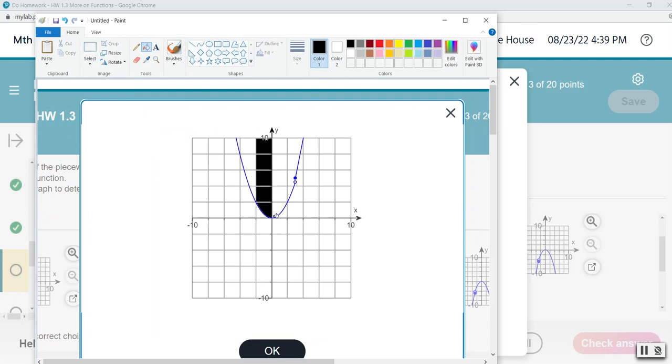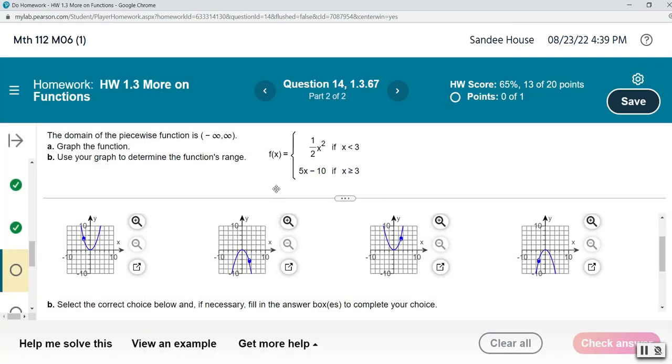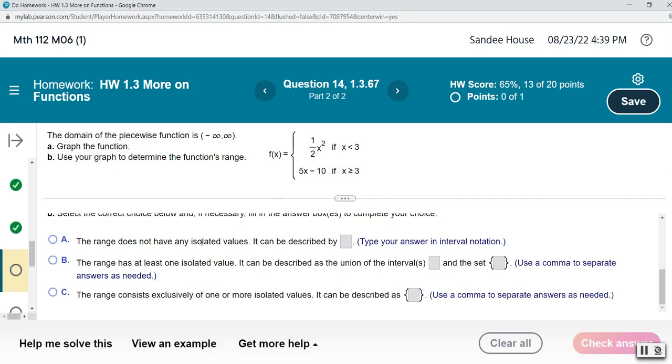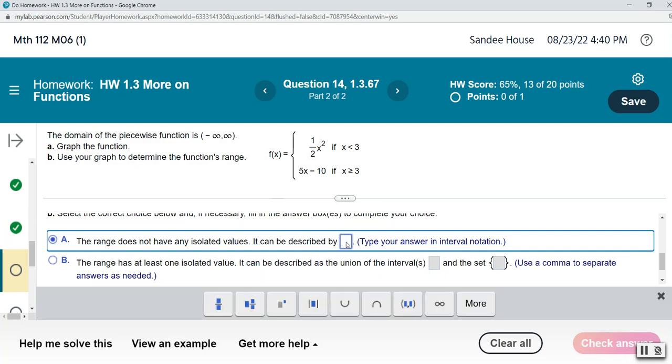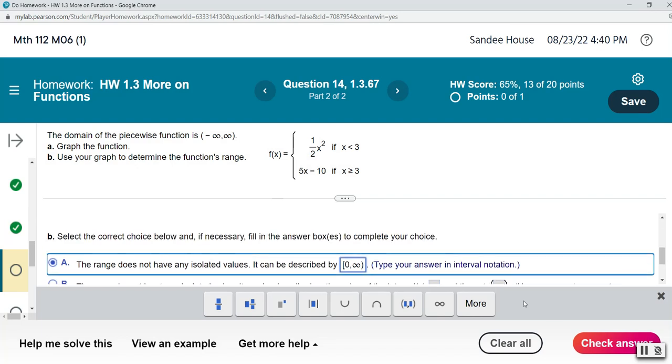So look, that's from 0 to infinity. Okay, 0 to infinity because it's from here up. Now, this is not increasing and decreasing, so we say the range has no isolated values. It can be described by bracket 0 to infinity because it starts at the origin and moves up forever.